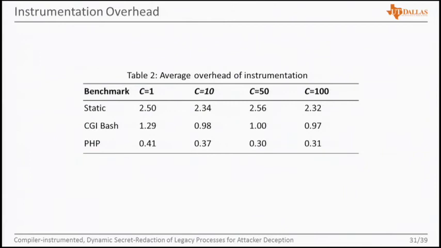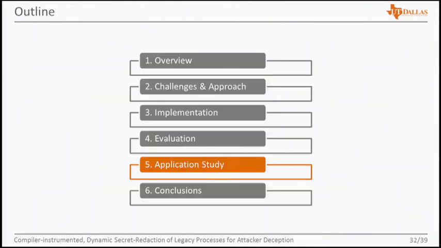We also tested the overhead of instrumentation, in terms of performance, for 3 different application profiles: a static HTML application, a CGI bash application, and a PHP dynamic application, with several concurrency levels, 1, 10, to 100 concurrent users. In each test, we sent 500 requests to the server and measured the average overhead of instrumentation. We concluded that this is comparable to the overheads of other sanitizers in the LLVM family.